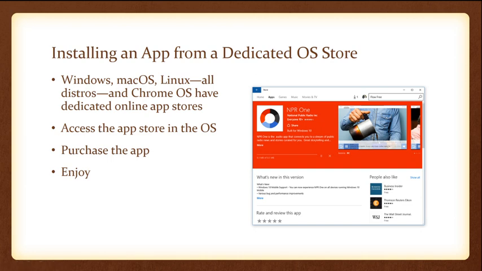You can also install an app from an online store. Now, an online store is what we talked about with Windows 8. They were the first dedicated online store, instead of having to download a version from the internet or from an actual retail store. You have a true online store for that OS. Windows, Mac, Linux, all of the distros, and Chrome have a dedicated online app store, and you can access that online store from the OS. You just simply purchase the app and you're set.